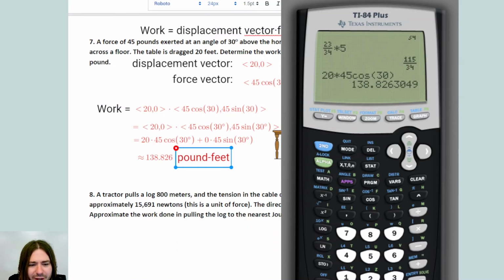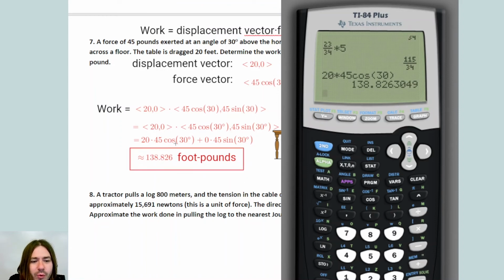Or, wait, hold on, I'm sorry, not pound feet. It should be foot-pounds, jeez. I don't know if that makes it any better or worse, but that's just what they're called. Kind of a weird unit there, but 138 foot-pounds. So that represents the amount of work that would be done if you drag this table across the floor with a force of 45 pounds at 30 degrees.